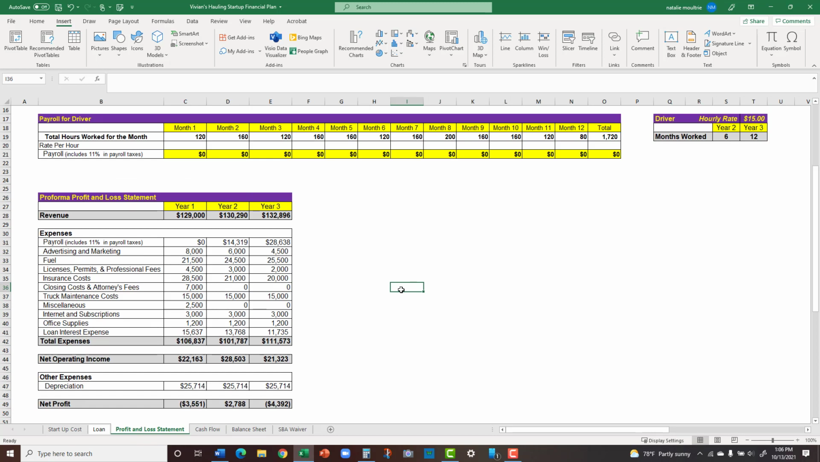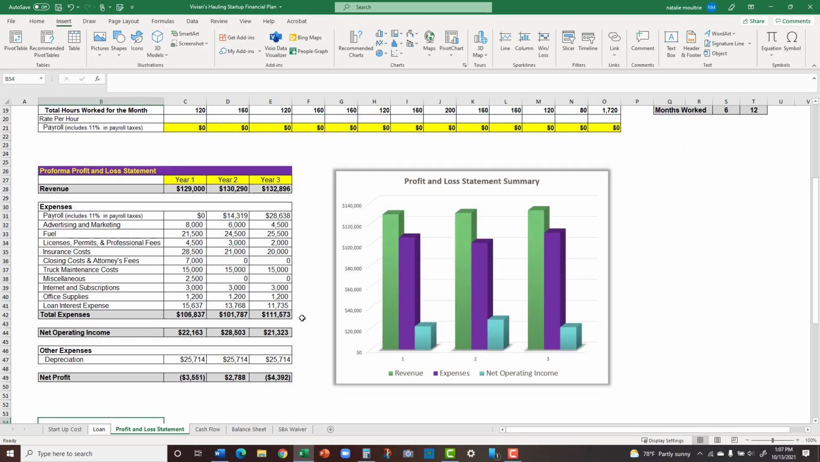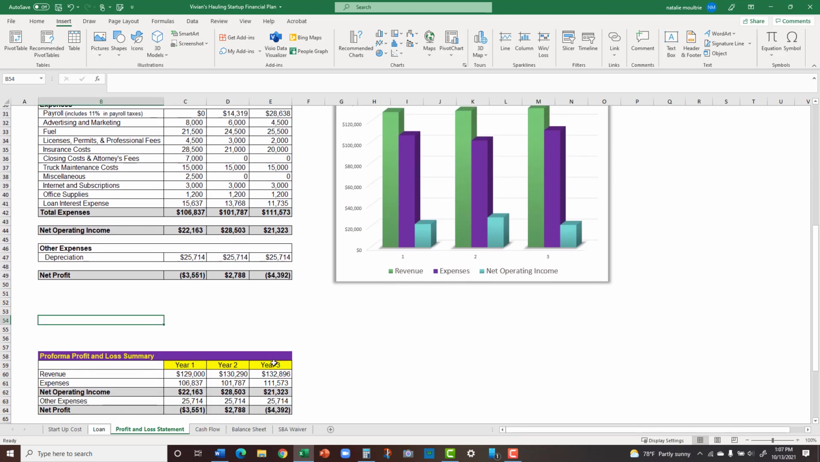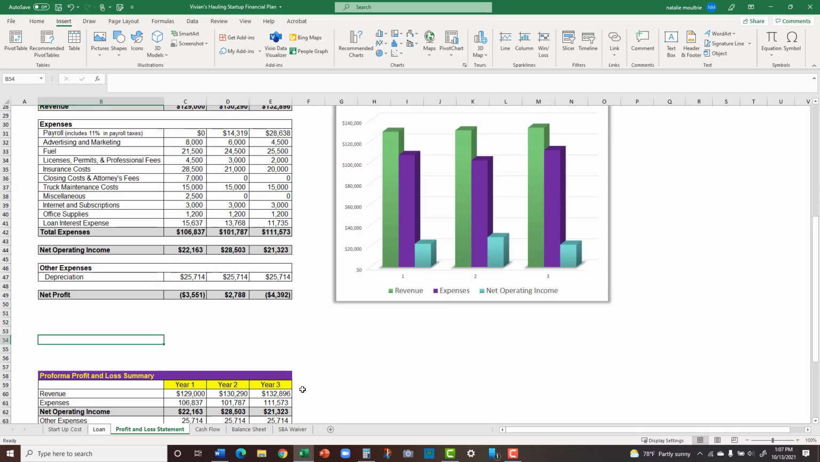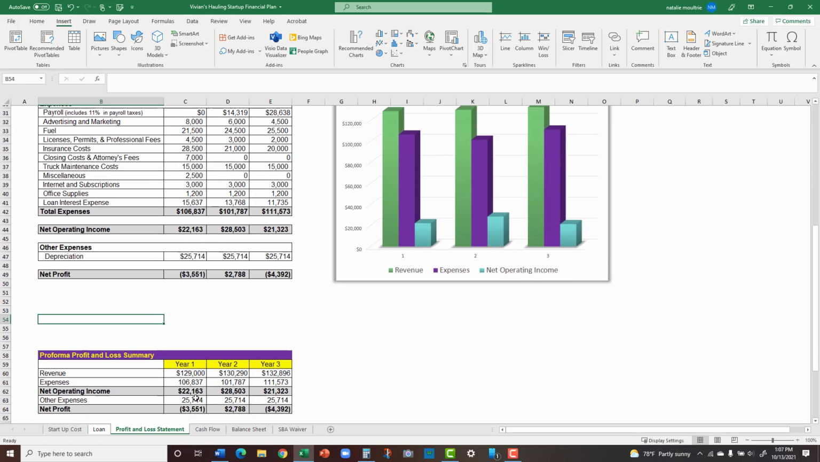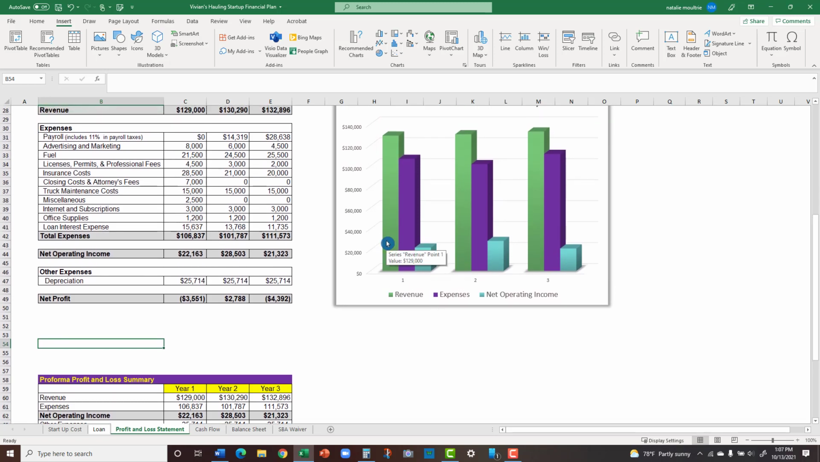So what I want to do next is show you a bar graph that I have associated with this, so we can bring this in to our business plan. All right, so here's our bar graph that's associated with our profit and loss statement summary. Now, if you scroll down a little bit, here's the summary of our revenue and expenses, our net operating income, and our net profit for years 1, 2, and 3. And so this bar graph is pulling from this table. So for example, for year 1, we have $129,000 in revenue. And so that's what this green bar represents.